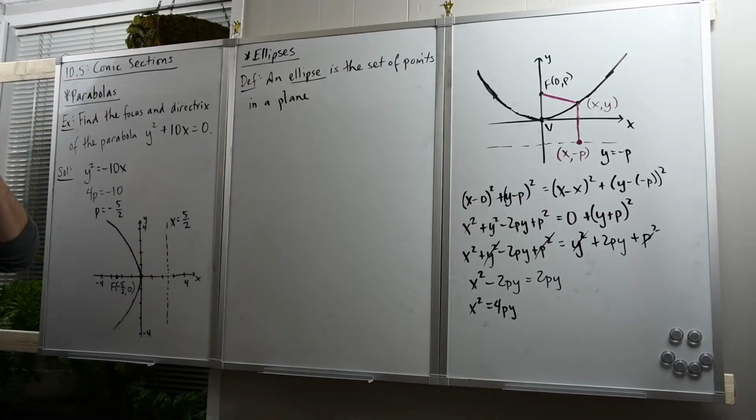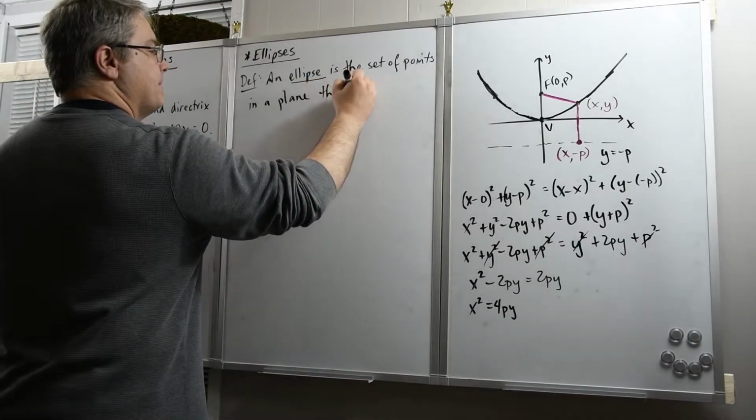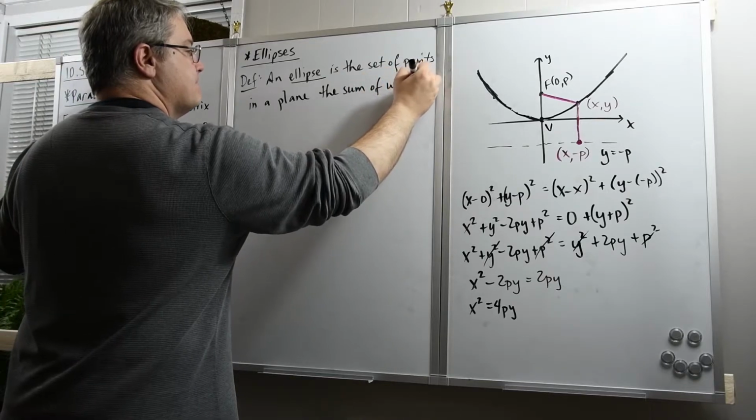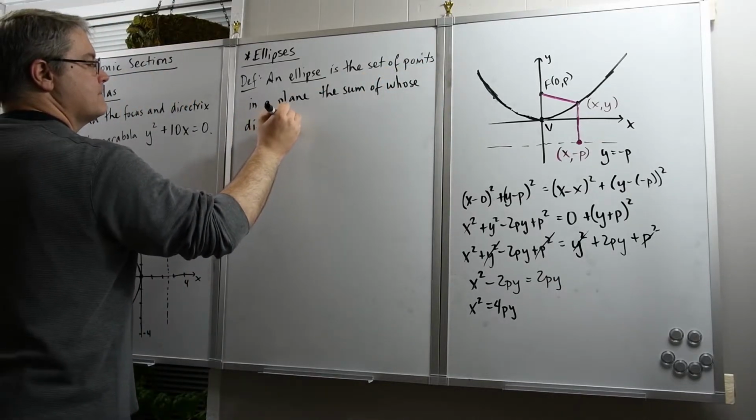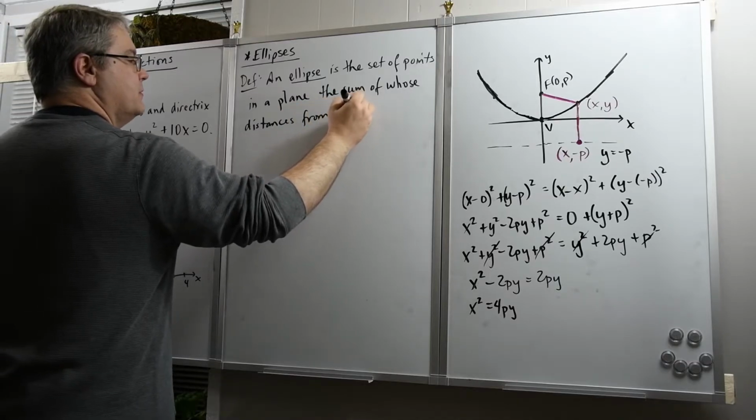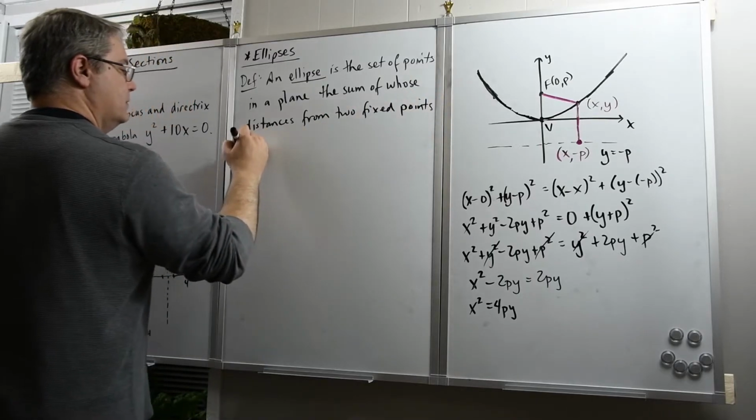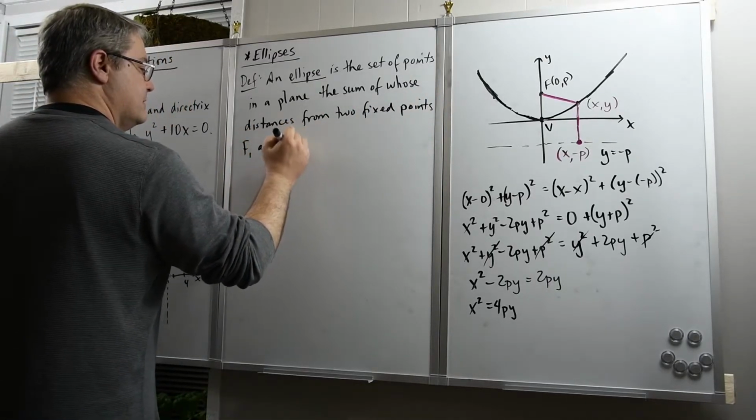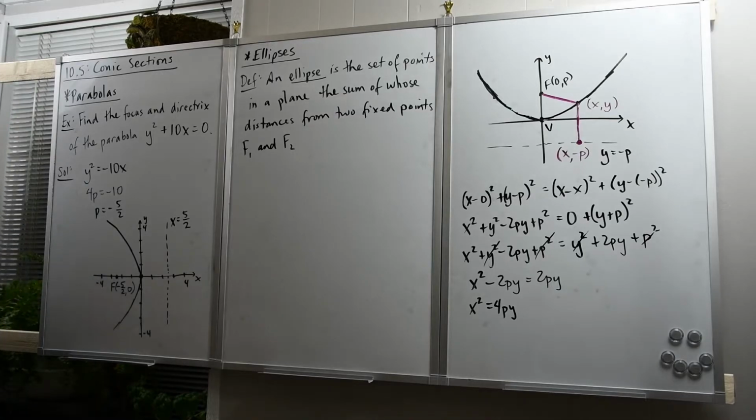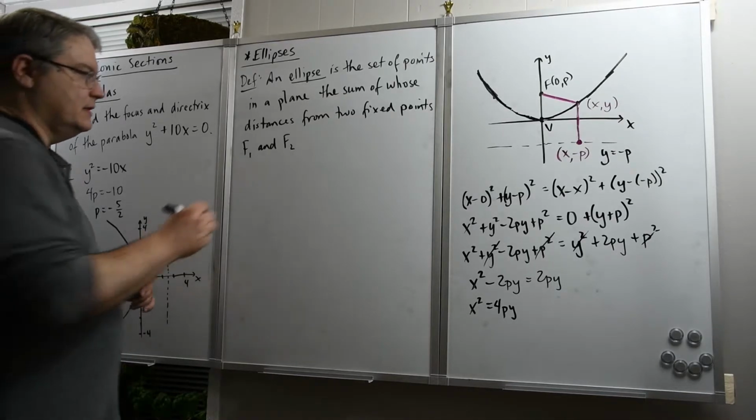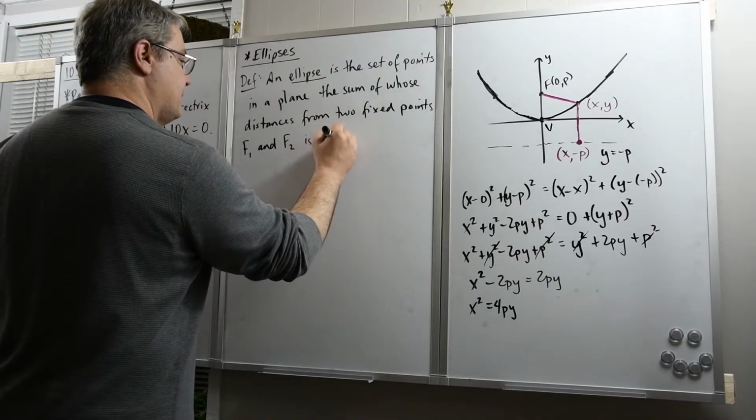But this time we're going to be looking at 2 different foci. For the parabola, we've got one focus. Here we're going to be looking at 2 different foci. So the sum of these distances from 2 fixed points, which we're going to call F1 and F2. Now these are going to be foci. And the sum of the distances is going to be constant.